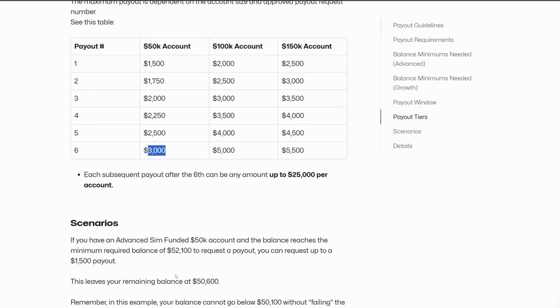Now, something they do say as well is each payout after the sixth payout can be any amount up to $25,000 per account.